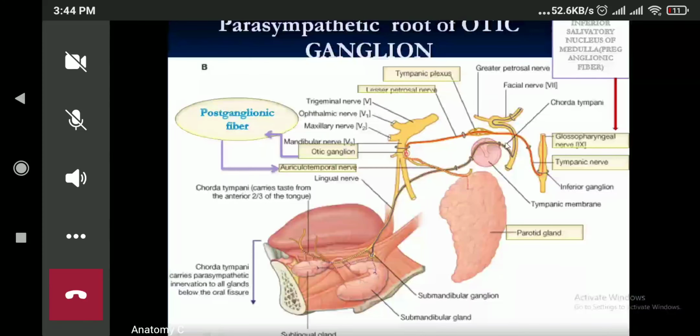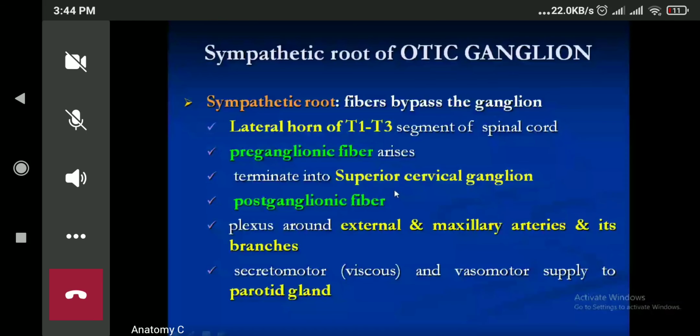So this is the same one you can see also over here, in the facial and glossopharyngeal nerves. The parasympathetic is done: tympanic nerve, tympanic plexus, lesser petrosal nerve, otic ganglia, from there postganglionic parasympathetic fiber through auriculotemporal nerve, parotid gland. This is the parasympathetic route. Okay. Sympathetic the same. Lateral horn of T1 to T3, preganglionic fiber, superior cervical ganglia, postganglionic fiber, external carotid and maxillary artery, parotid gland.